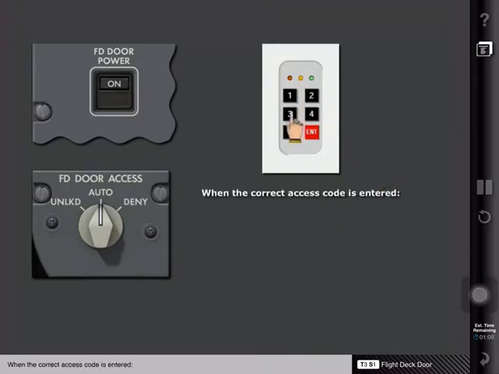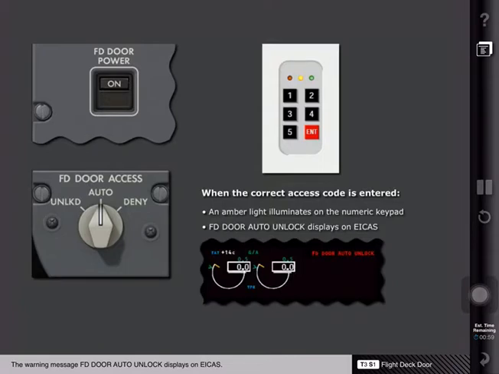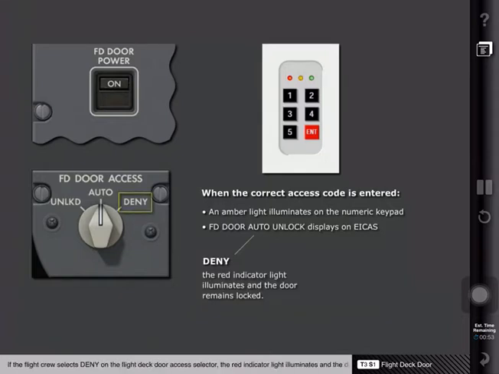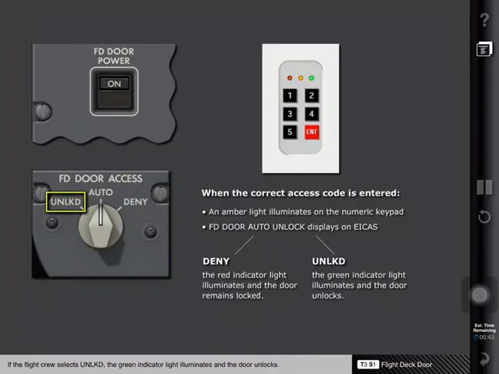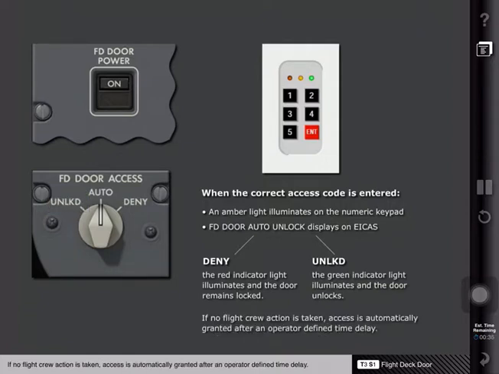When the correct access code is entered, an amber light illuminates on the numeric keypad, and the warning message Flight Deck Door Auto Unlock displays on ICAS. If the flight crew selects Deny on the flight deck door access selector, the red indicator light illuminates and the door remains locked. If the flight crew selects Unlocked, the green indicator light illuminates and the door unlocks. If no flight crew action is taken, access is automatically granted after an operator-defined time delay.